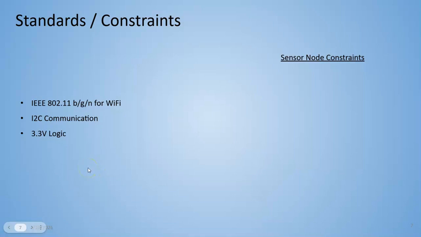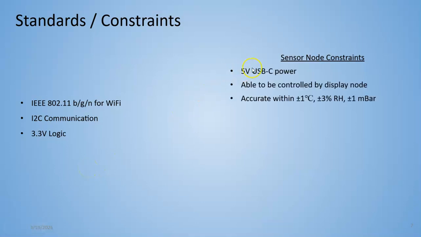Now the sensor node constraints: it uses 5 volt USB-C power, and it needs to be able to be controlled by the display node. I'll talk a little bit more about this later. This was recently discovered as a necessity for the design of the system. And the sensor node is going to be accurate within plus or minus 1 degree Celsius, plus or minus 3% relative humidity, and plus or minus 1 millibar.